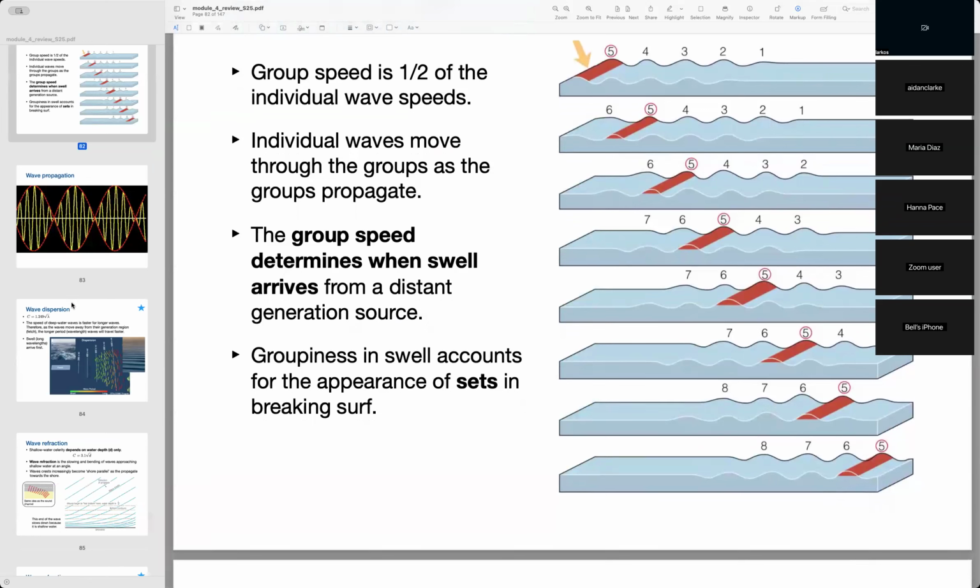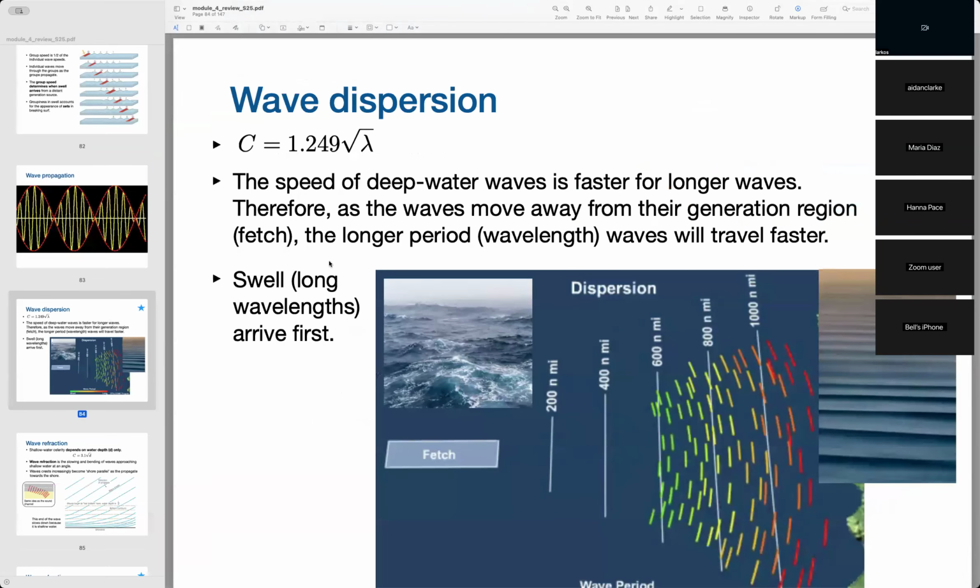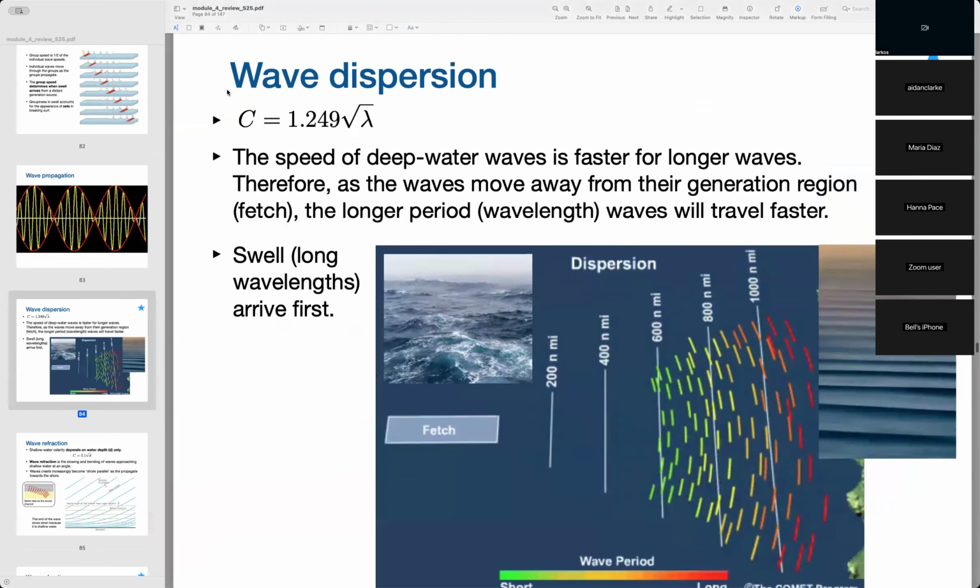Okay. Now this brings us to wave dispersion. We mentioned already that the phase speed of these waves is a function of the wavelength. And remember, again, for these deep water waves, the phase speed is twice the group speed, so that applies both to the phase and the group. So the speed of deep water waves is faster for the longer waves, right?